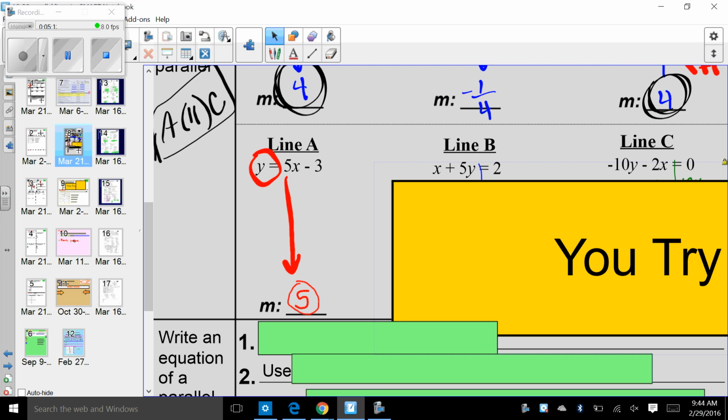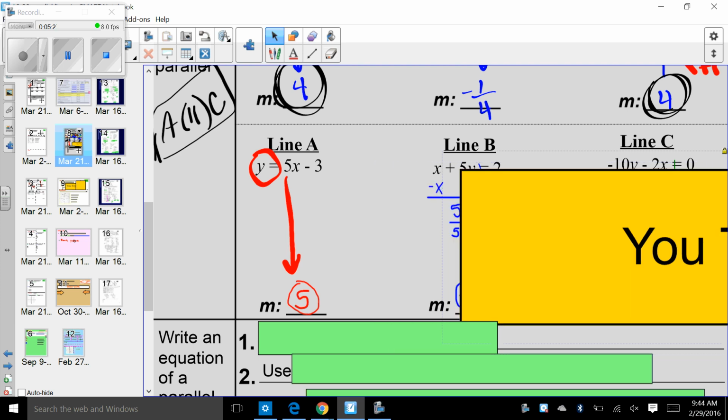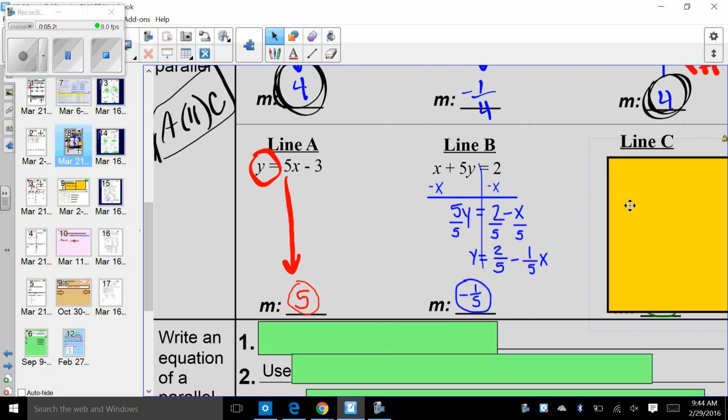Okay, as you're starting to solve, you should be solving for y. You should have come up with y equals 2/5 minus 1/5 x, or maybe you flipped it around using the commutative property. You know I like to stop, chop, chop that. So I grab that slope and take a look at the slope, negative 1/5. You can see that line A and line B do not have the same slope, so they're not parallel. They're actually perpendicular. Again, we'll learn that in a later unit.